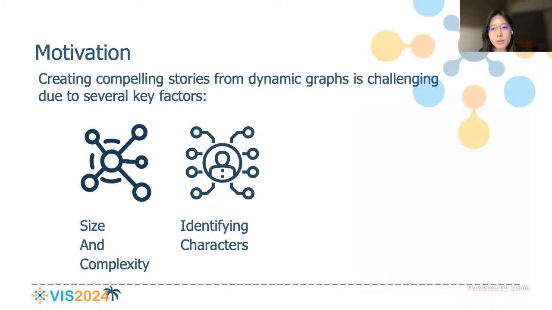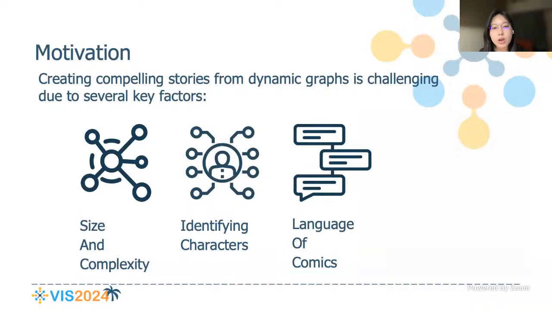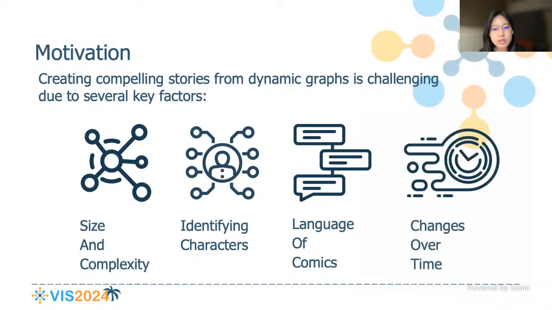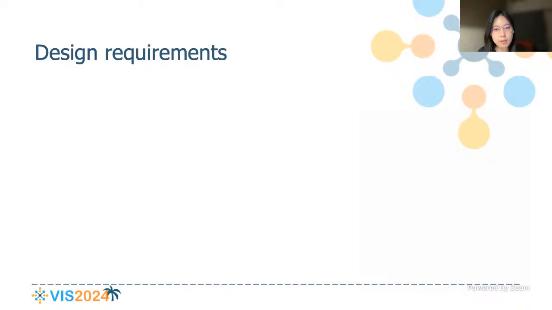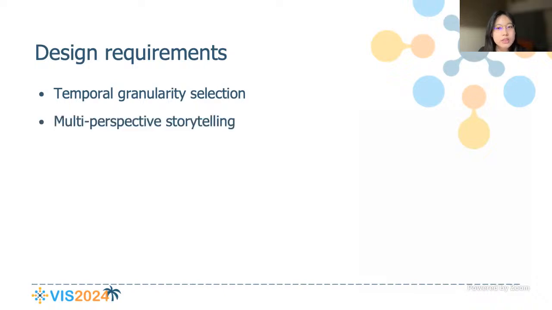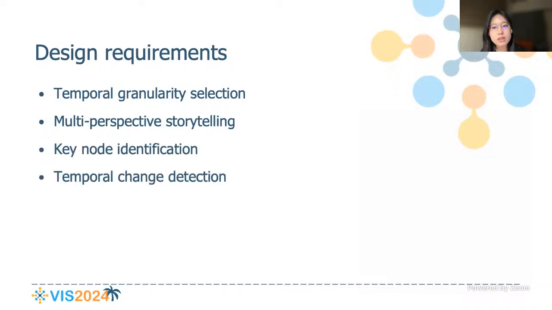Effective storytelling through comics requires not only artistic skills, but also well-crafted narrative techniques to engage the audience. Lastly, it's important not to overlook the dynamic aspect. Capturing the temporal changes in the graph is essential for a successful narrative. We developed a graph comics authoring tool called DG Comics. This tool allows users to select their desirable level of temporal granularity, observe and present stories from various perspectives, identify key characters and significant temporal changes, and use robust authoring features to support the creation process.